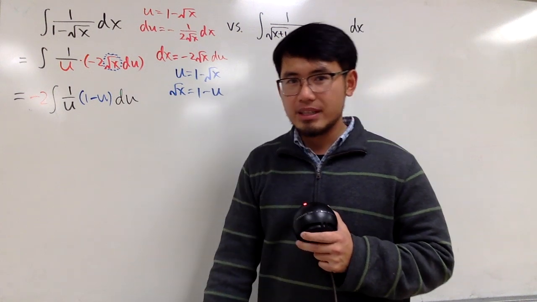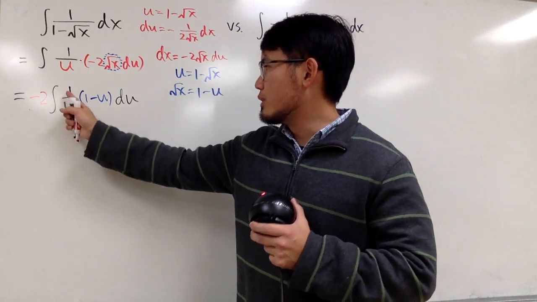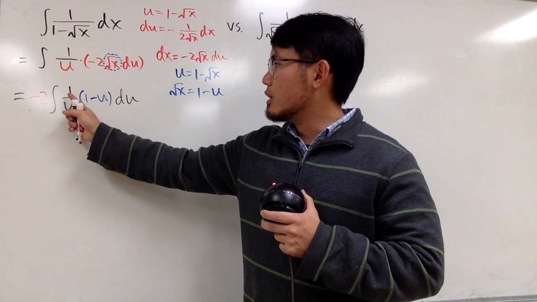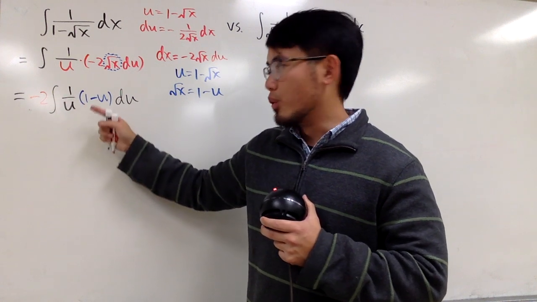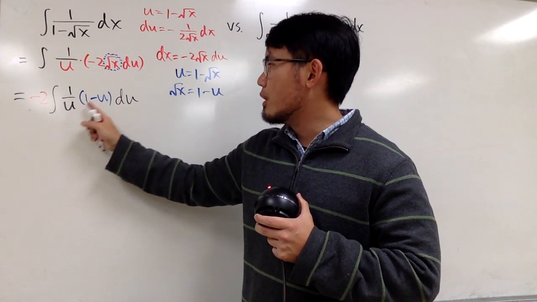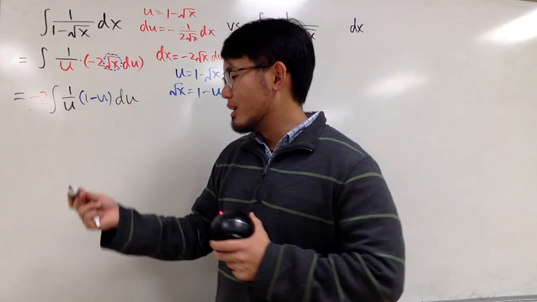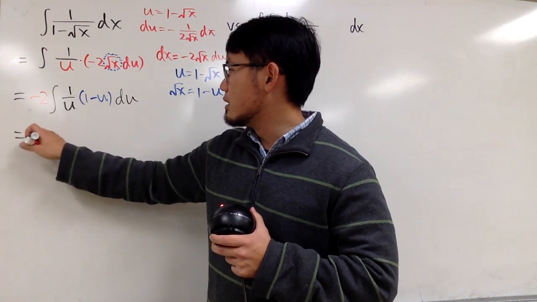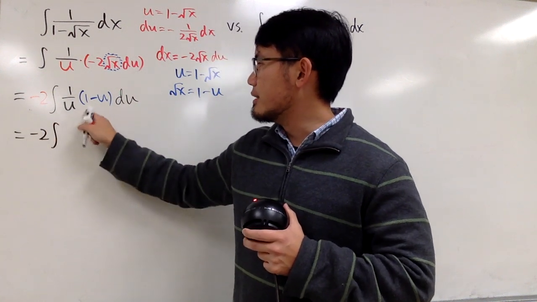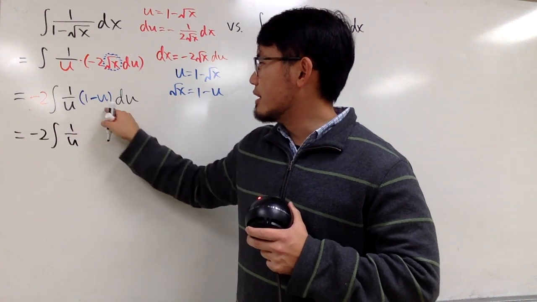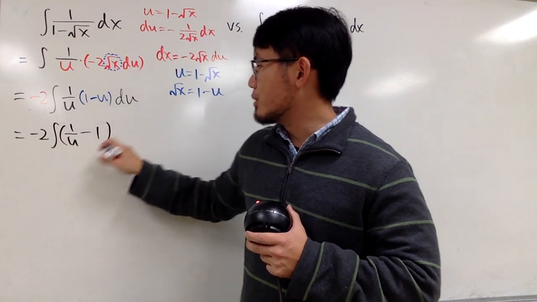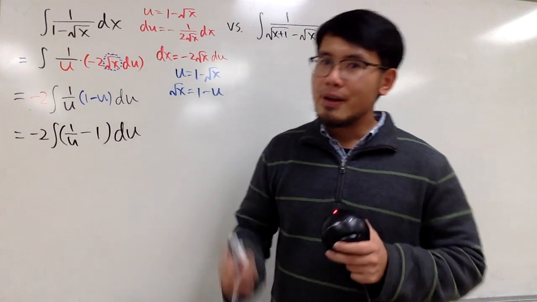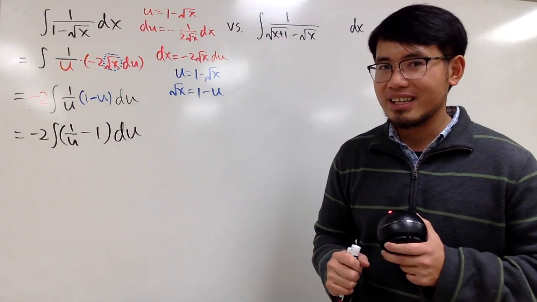That's nice. And now, right here, of course, you can look at this as distributing the 1 over u to the inside, or you can look at this as 1 over u minus u over u, either way. And you will end up with negative 2 integral. This and that is 1 over u. This and that give us minus 1. Put a parentheses, du. We can finally integrate this guy.